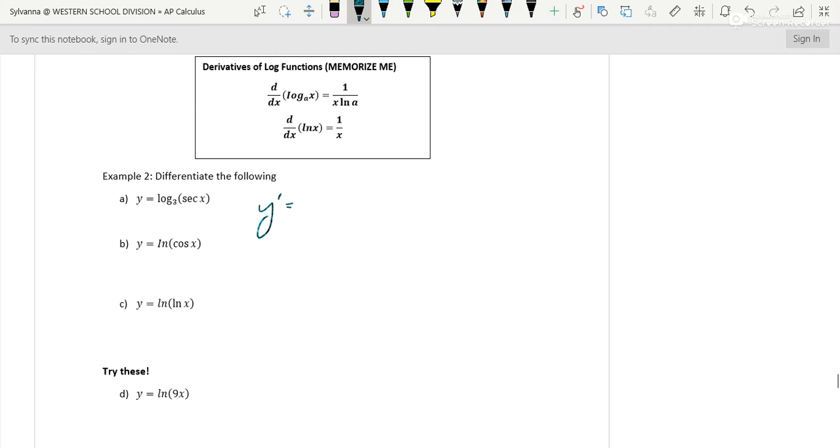So we have 1 over whatever you see in the bracket, in this case sec x, and then ln of my base, which is 3. Now take the derivative of sec x in conjunction with my chain rule here, and that'll be sec x tan x. And then that's it.